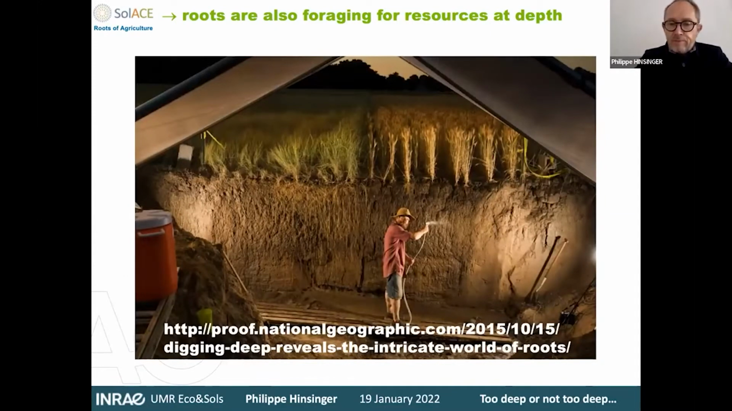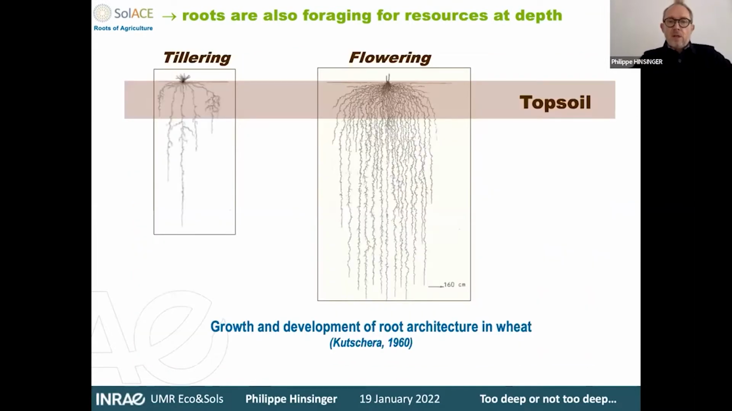Well, as was pointed out already by Christian in his introduction, we tend to look, because that's easier, only at roots in the topsoils, while crops grow roots pretty deep in the soil. These are famous drawings from Kutschera for wheat. And you see that even in quite early stages, there are significant roots below the topsoil. And obviously, towards the end of the cycle, it's even more important, although most of our work is on topsoil roots.